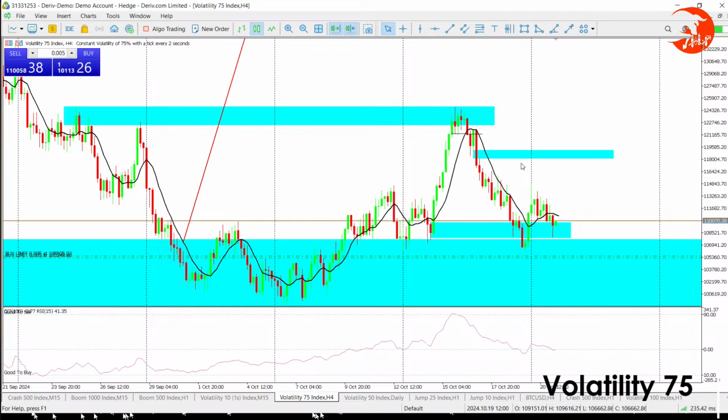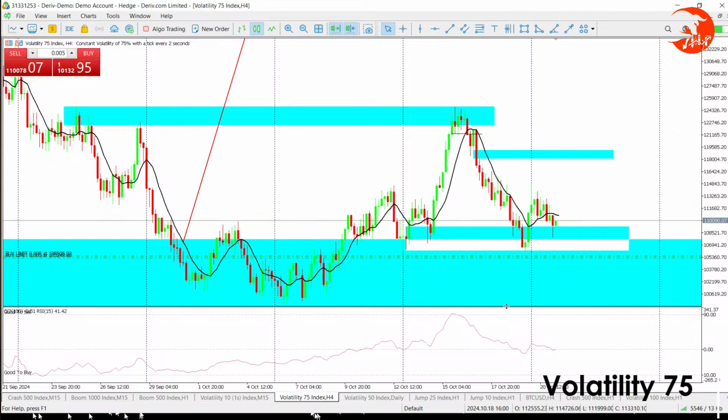H4 is still showing us the sales, according to CCI. Although if you are looking at price action, we can clearly see that the buys are on. Why? Because of the support level here. We broke out of the support and then came back again. Actually, it was not a breakout, it was just coming back to that support.